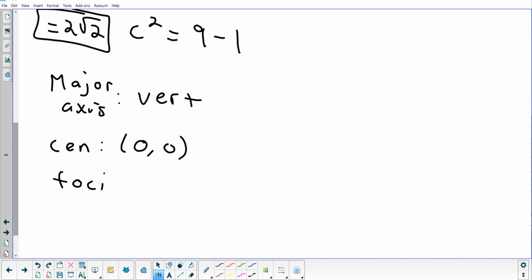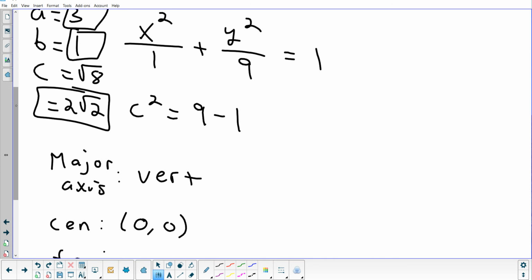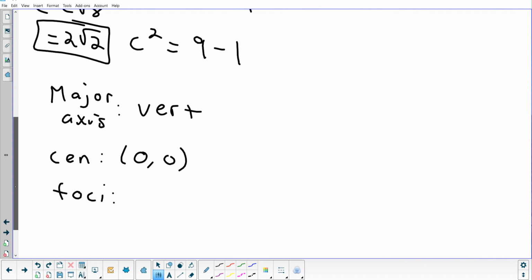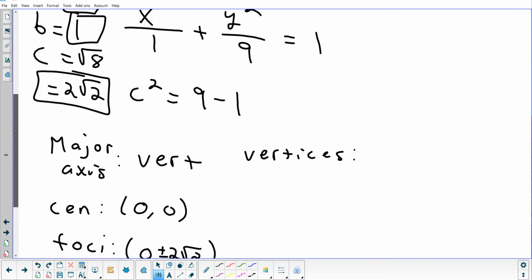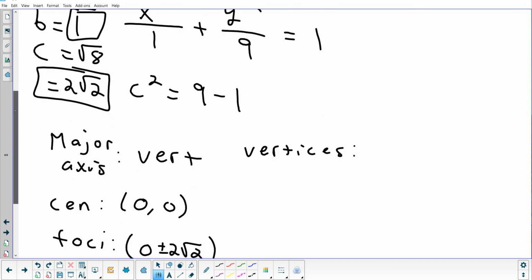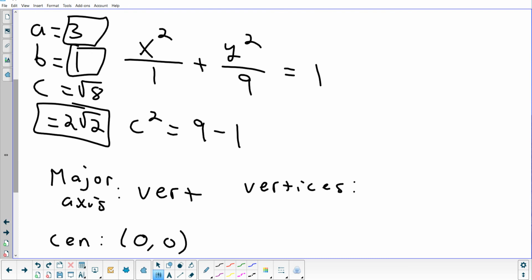Foci. Now remember, everything is now above and below the center, not left and right. So what's going to be my coordinates for my foci? 0, 2 root 2, positive and negative. So go up to root 2, go down to root 2. So there's your foci. Right? And what about my vertices? Would the foci be 3? The foci? Yeah. C is the number for the foci. But A is for the vertices. So what are my two vertices? 0 plus or minus 3. Yep. 0 plus or minus 3.